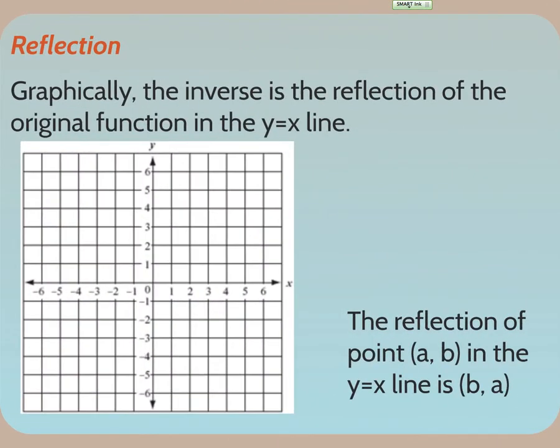Now, when we talk about the inverse and graphing, graphically the inverse is the reflection of the original function in the y equals x line. So the first thing we have to talk about is, what does the y equals x line look like? Where is the y equals x line? Does anyone think they might know or have some idea of what that looks like or where that line is?